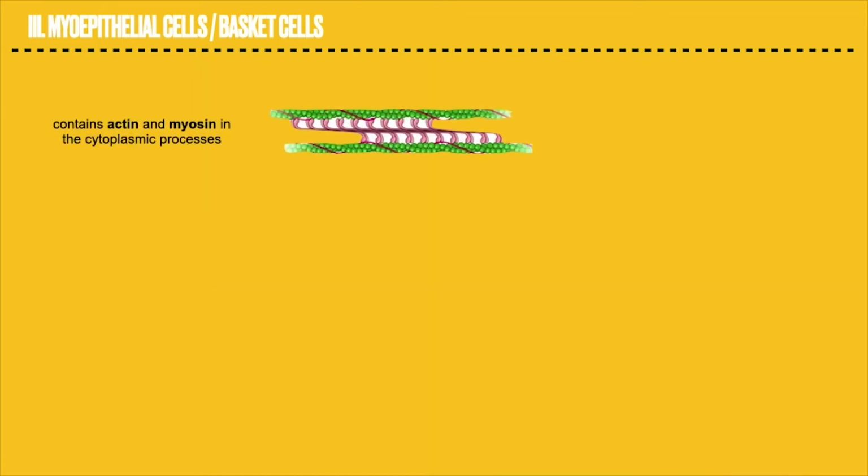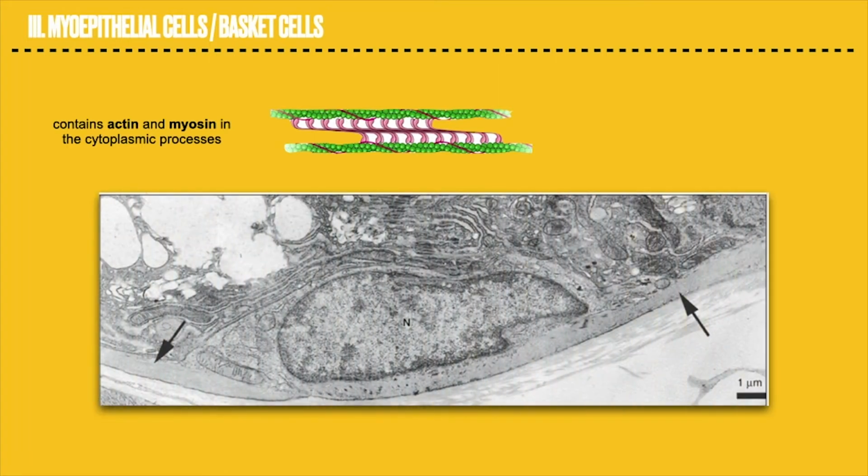Their cytoplasmic processes contain the myofilaments, actin and myosin, similar to smooth muscle cells. The image shows a transmission electron micrograph of a myoepithelial cell at the base of a mucous secretory cell. The arrows point to the cytoplasmic processes containing the myofilaments.